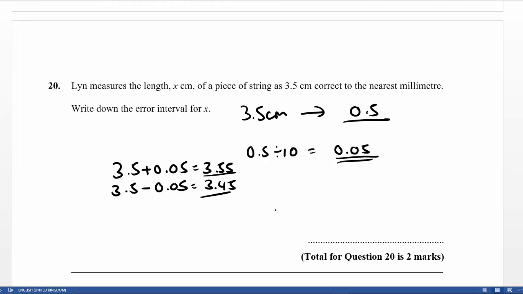So our answer is going to be 3.45 is less than or equal to x, but less than 3.55.